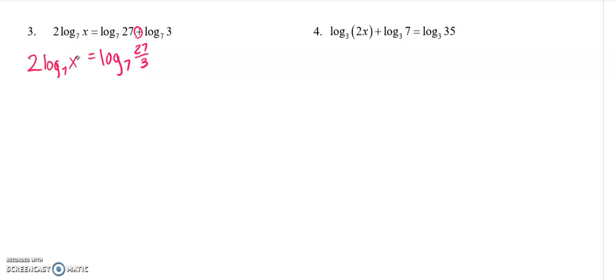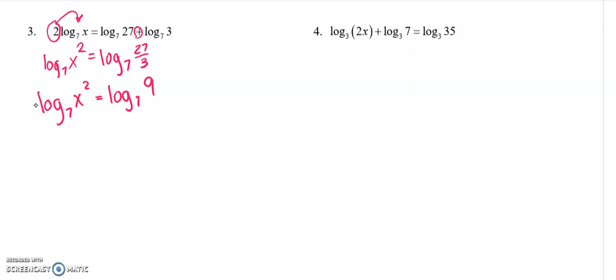Now, here we have some options. Well, let's do it this way first. Let's move the 2 up. So if we look here, we've got the 2. Where does that exponent of a 2 come from? It really comes from the exponent. So let's go ahead and put that as an x squared. So now we have log base 7 of x squared equals log base 7 of 9.